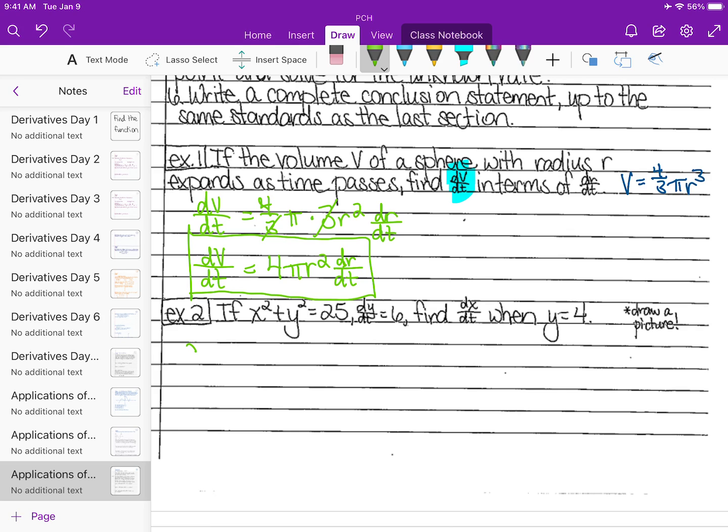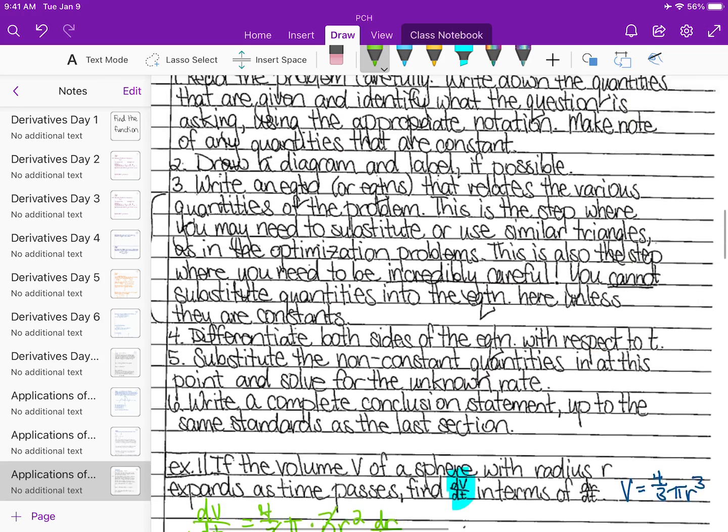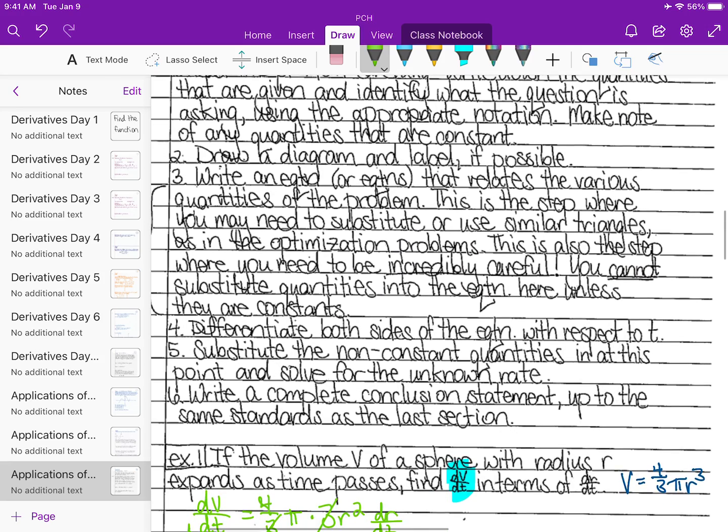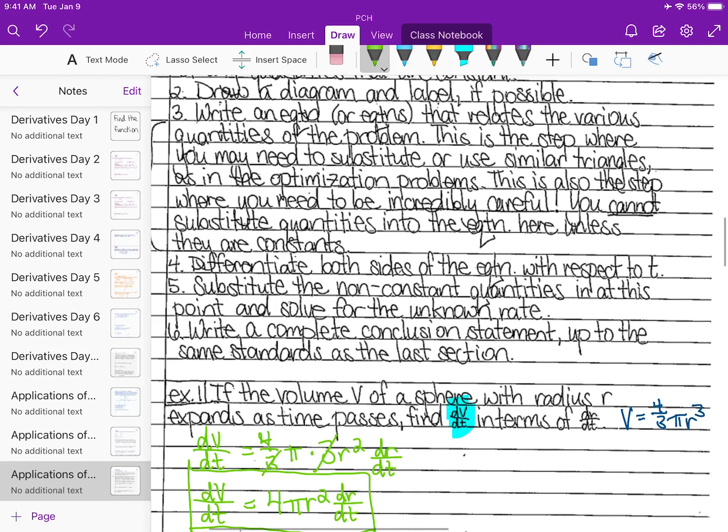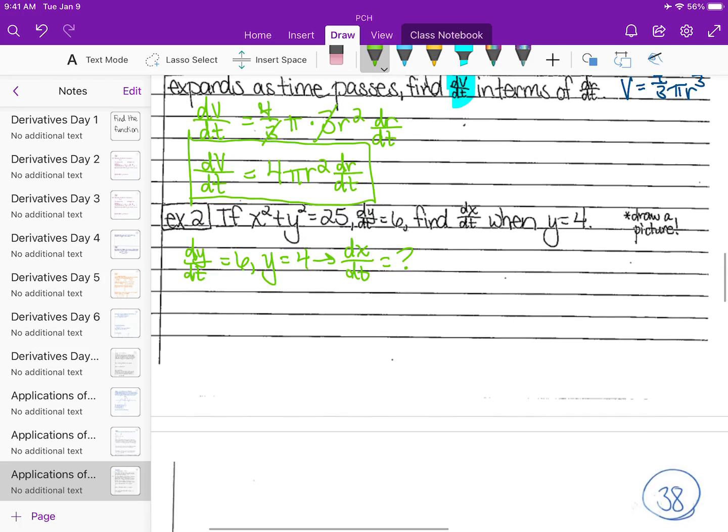Write down given information. So dy/dt, y is changing with respect to time. Actually, no, I'll write it like this. When y is equal to 4, they want me to find dx/dt, okay? And then they have the formula. So I read the question carefully. I wrote down pertinent information. There are no constants. You'll see that in a bit. Draw a diagram and label if possible. I mean, there's no diagram.